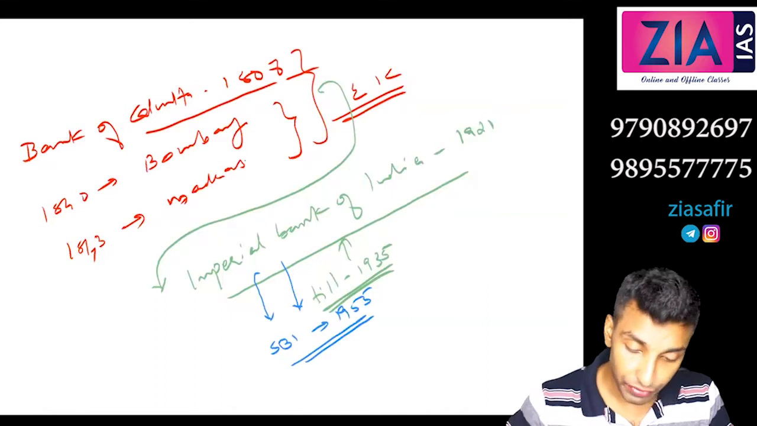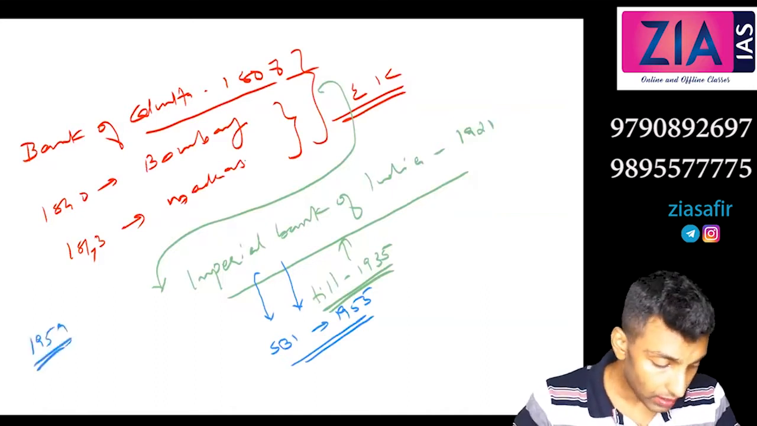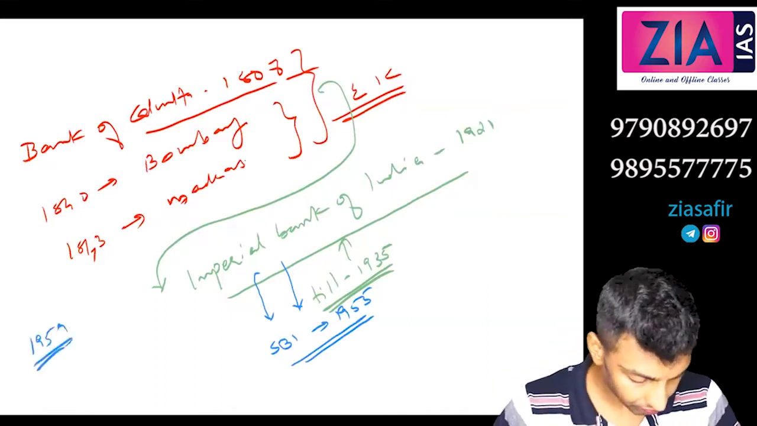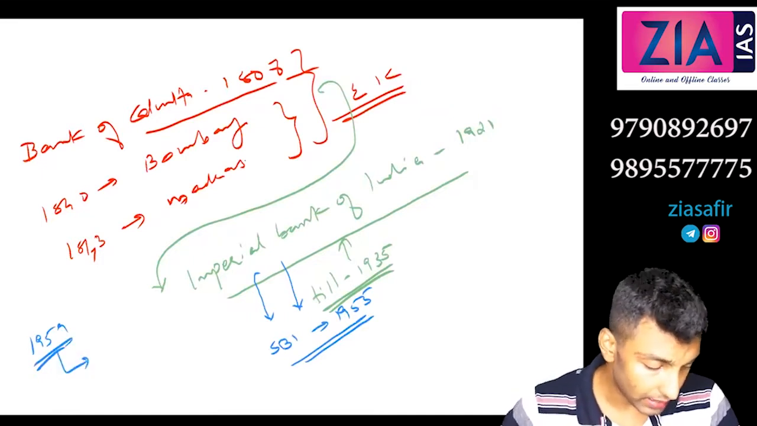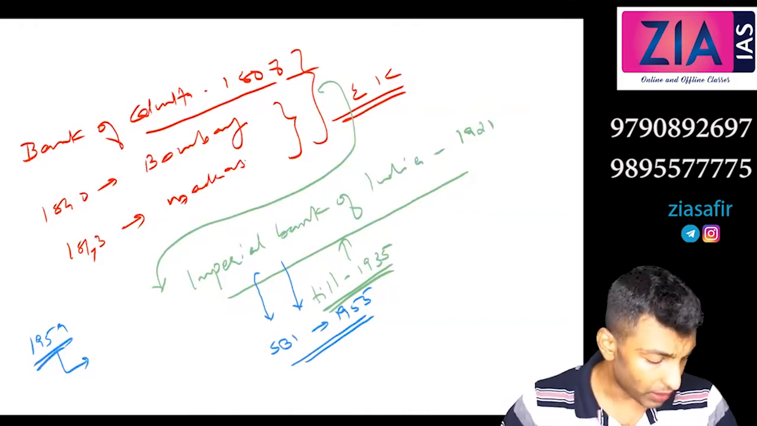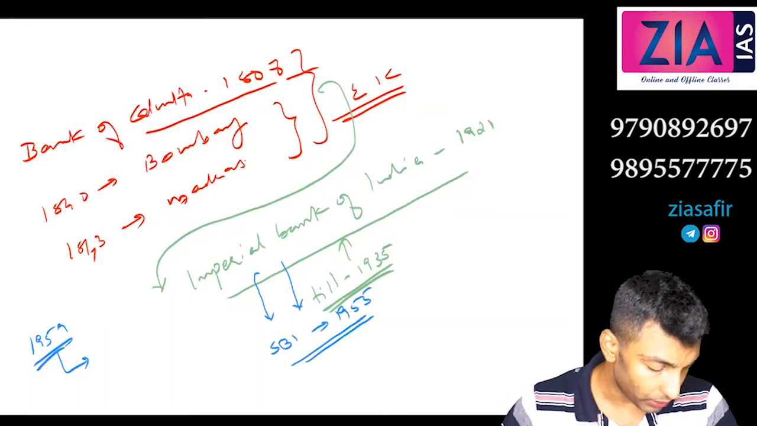And in 1959, the government purchased these associate banks like State Bank of Bikaner, Jaipur, Travancore, Hyderabad, Saurashtra, etc. But all these are merged now, so we are not getting into that.